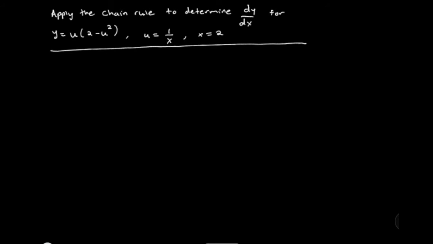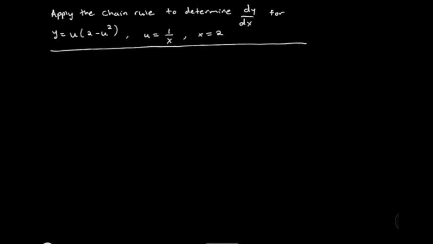Alright, we're going to take a look at another application of the chain rule. In this case, we want to apply the chain rule to determine dy over dx for y equal to u times (2 minus u squared), and u is 1 over x, and x is equal to 2. Now we can notice here that u is a function of x, and y is a function of u. We can also find a value for x as well, and x is equal to 2 here.